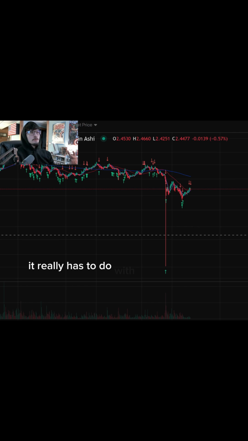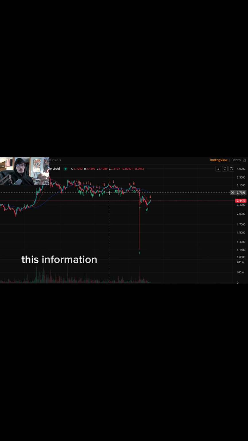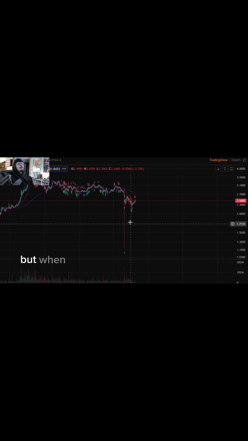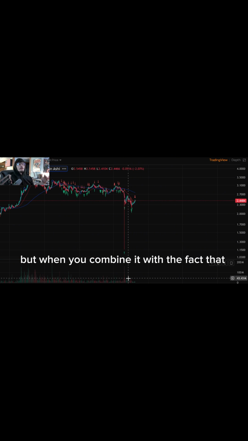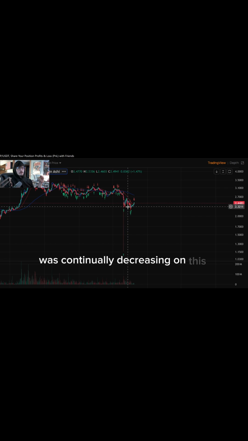It really has to do with the convergence of two or more factors that increase the probability of what you think is going to happen actually working out in your favor, right? This information unto itself really isn't a lot, but when you combine it with the fact that the volume, meaning the total number of shares or coins in this case that were bought and sold within one of these 4-hour tick marks, was continually decreasing on this downward move, right?